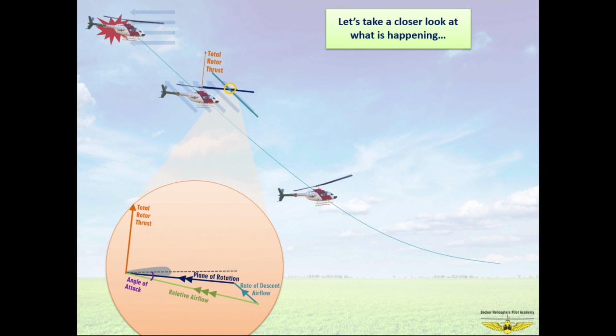And our total rotor thrust always acts at right angles or perpendicular to the plane of rotation. So if the disc is tilted forward, the rotor thrust is pointing in that direction. Disc is pointed back, that direction.